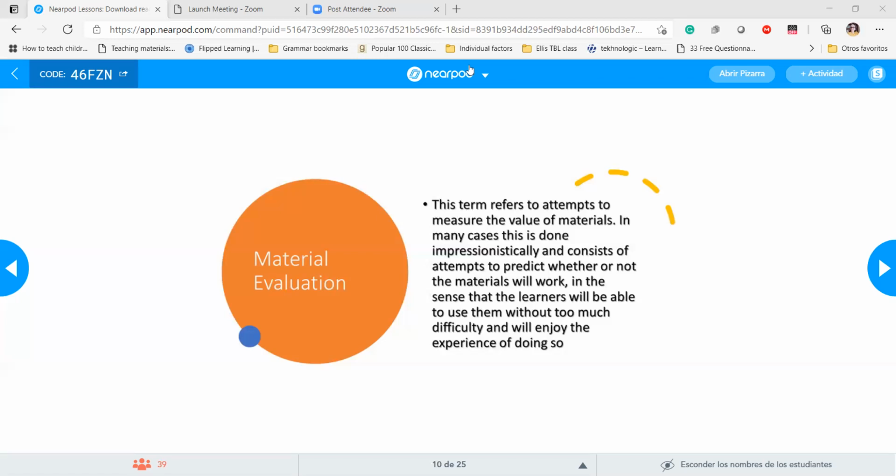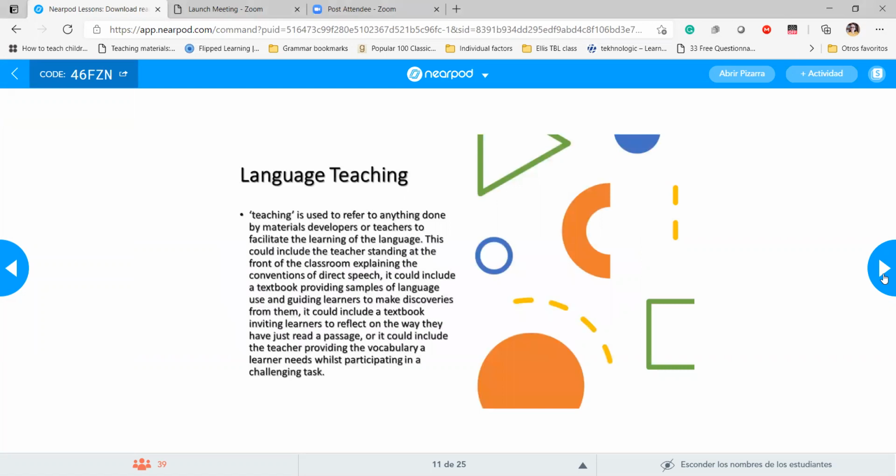So again, the process of material evaluation cannot be taken just because, right? You cannot do this just because I want to, or because I like the colors or the pictures, or because they're going to give me a little gift or money, right? No, it has to be something well done.